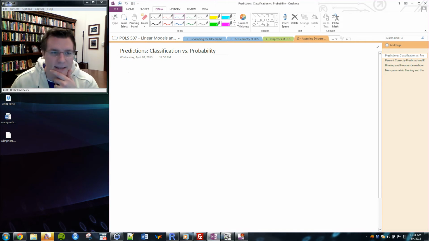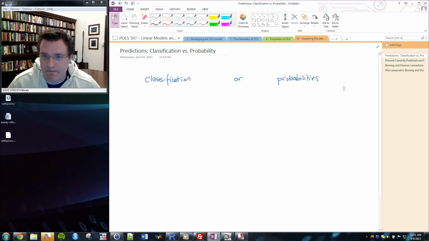From where I sit, the biggest distinction in distinguishing between model fit on a discrete dependent variable model is whether we assess a model's classification ability or its ability to predict probabilities. Let me give you an example of what I mean here.